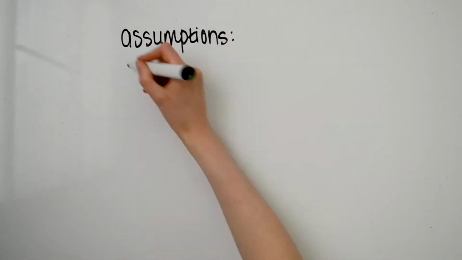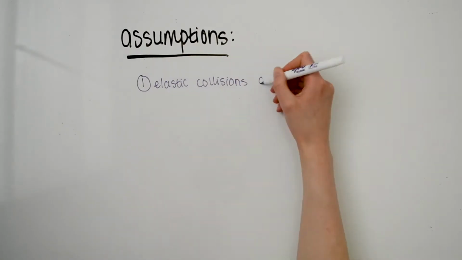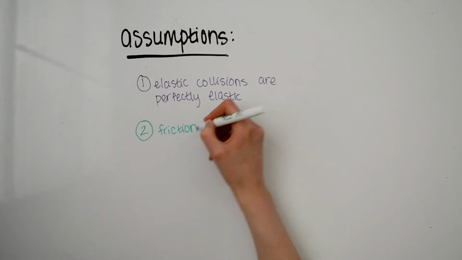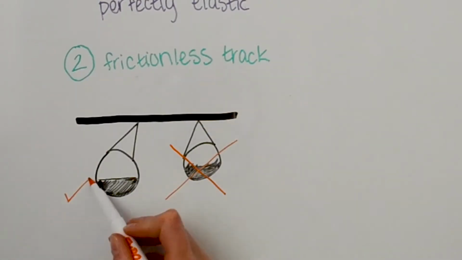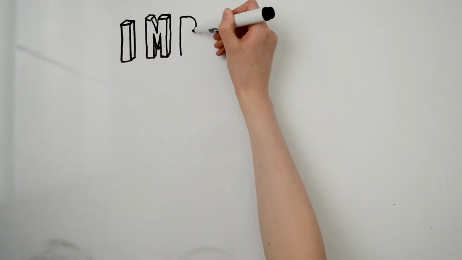These calculations involve a few assumptions. First, elastic collisions are assumed to be perfectly elastic. Second, we assume the track is frictionless and thus don't take friction into account when solving for momentum.